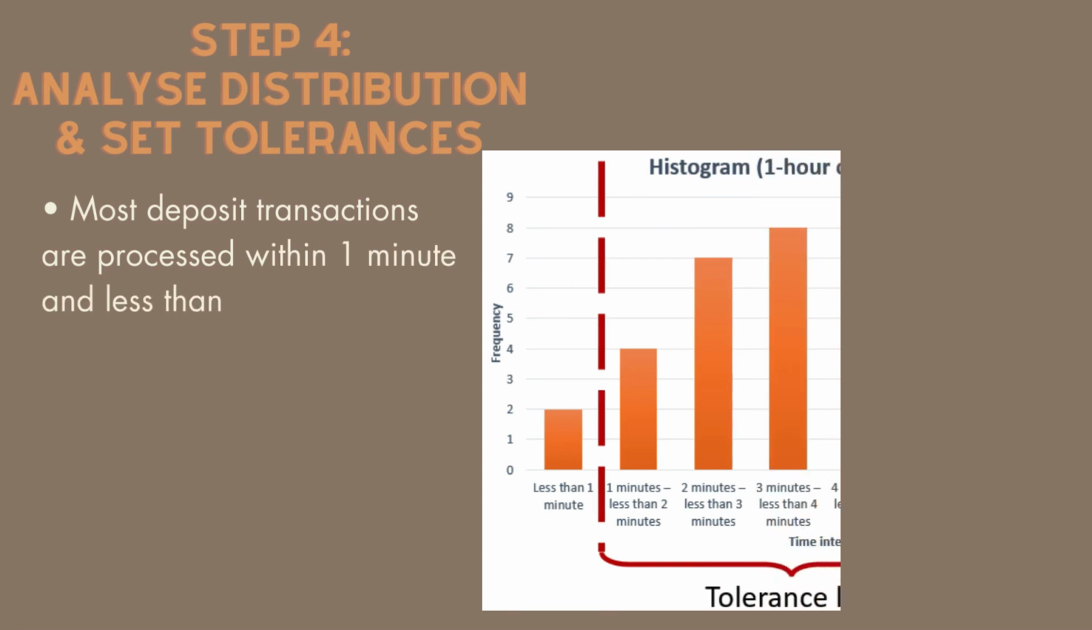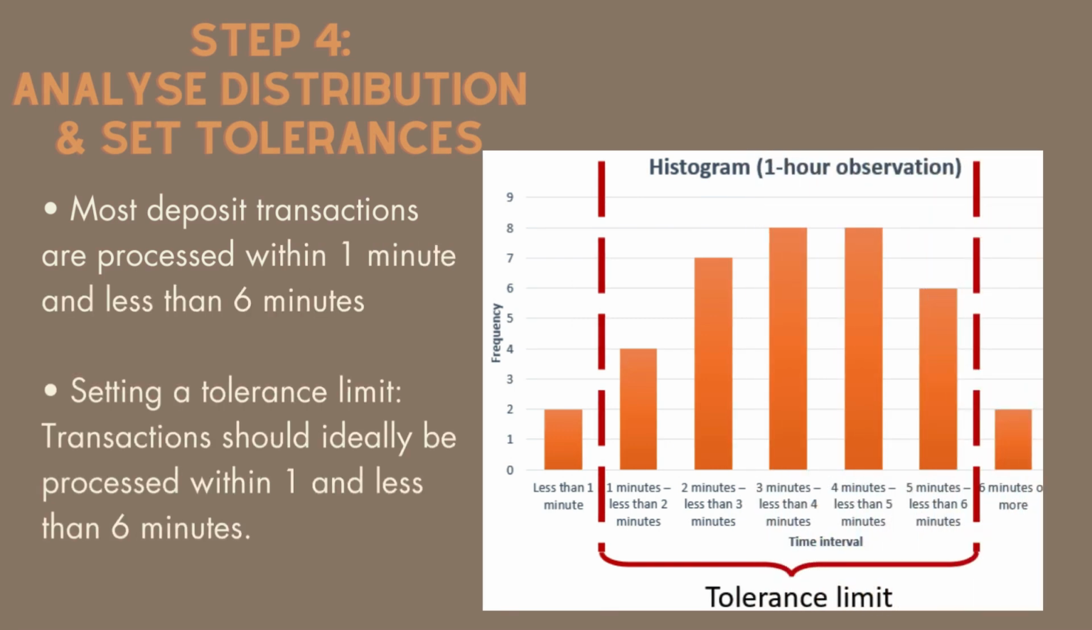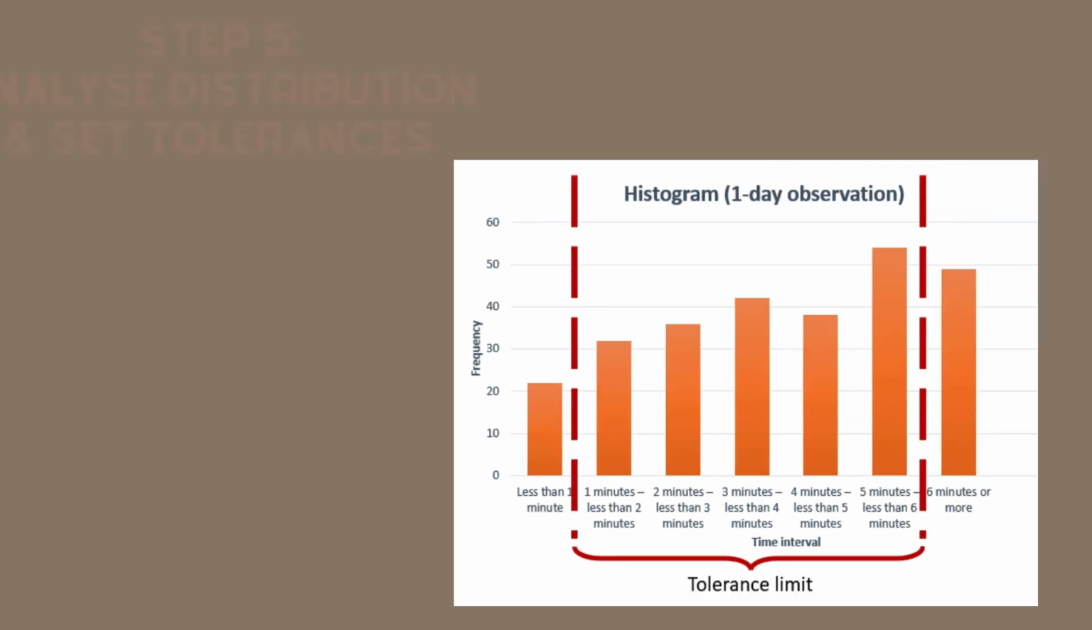In step 4, the analysis of the distribution reveals that most deposit transactions are processed within 1 minute and less than 6 minutes. To set tolerance limits, it is determined that transactions should ideally be processed within 1 and less than 6 minutes, providing a benchmark for acceptable processing times.